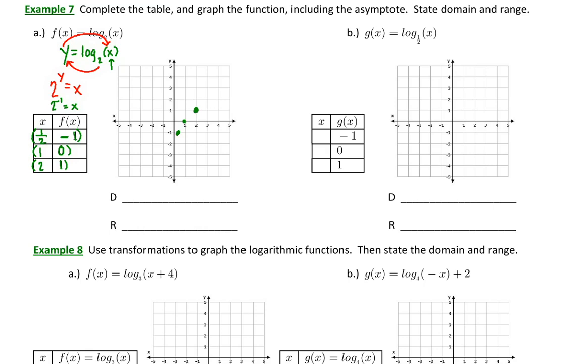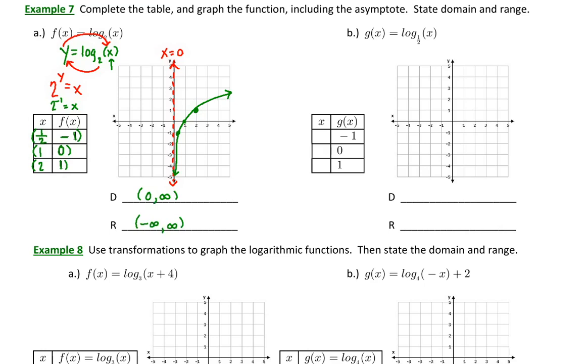Now before I connect the dots, I want to acknowledge the vertical asymptote there on the y-axis with equation x equals 0. So in this case, we have an increasing logarithmic function. Looks something like this. The domain of this curve would be from 0 to infinity, and the range is -infinity to infinity. Let's try another one.